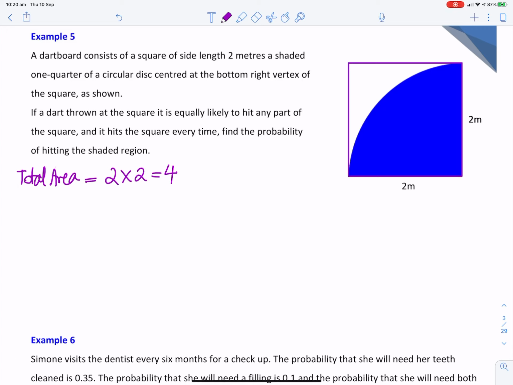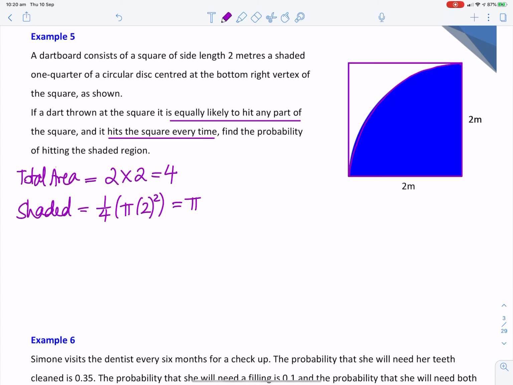If a dart is thrown at the square, it's equally likely to hit any part of the square, and it hits the square every time. Find the probability of hitting the shaded region. So we need to find what this area is. The shaded area is a quarter of a circle of radius 2. So a quarter times pi times 2 squared, which is just pi. So the probability of hitting the shaded, knowing that we hit every time, is shaded out of the total area, pi on 4.